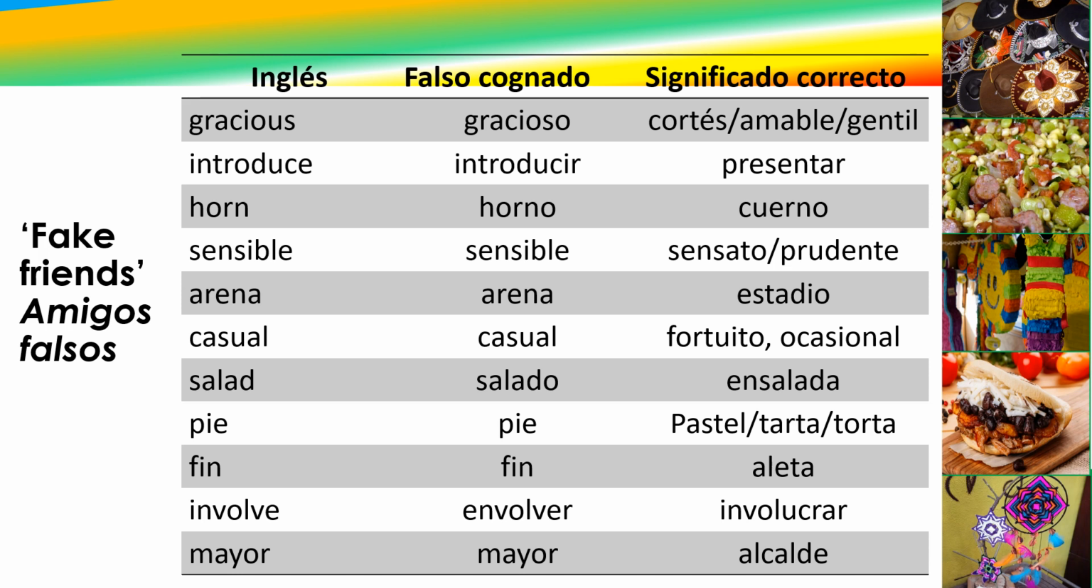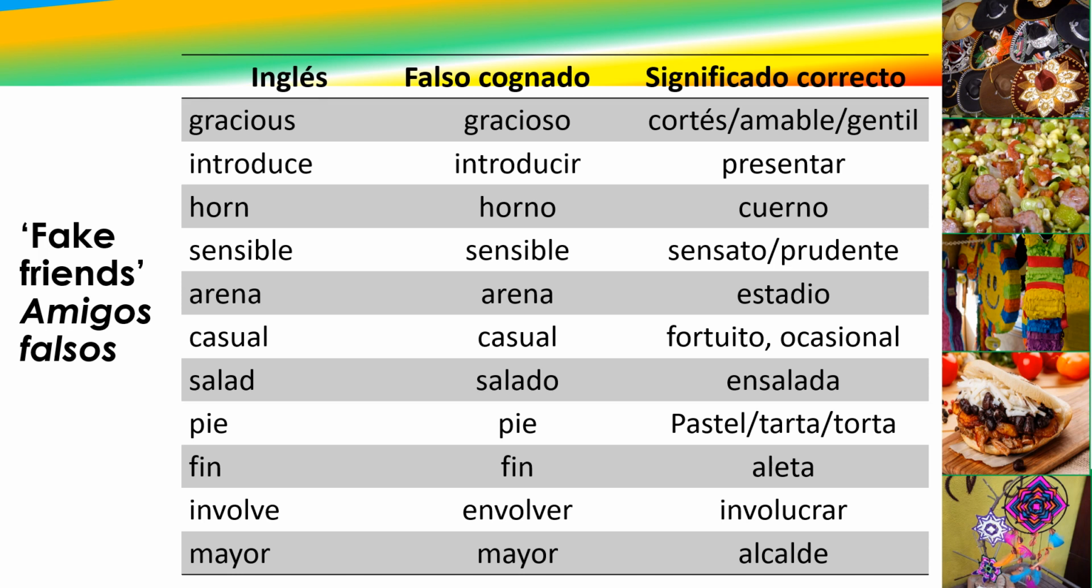Casual. Do you think it's casual? No. Casual means informal or occasional. So the correct expressions we may use for casual are fortuito or ocasional. What about salad? Salado? Think again. It's ensalada. Salado, on the other hand, means salty, savory, or salted.